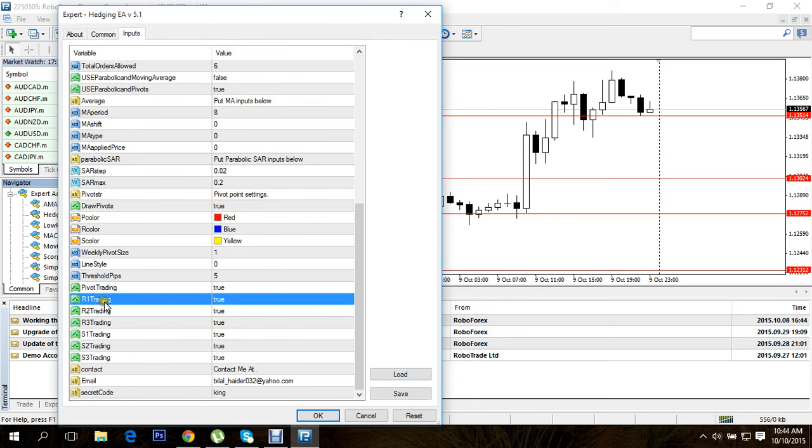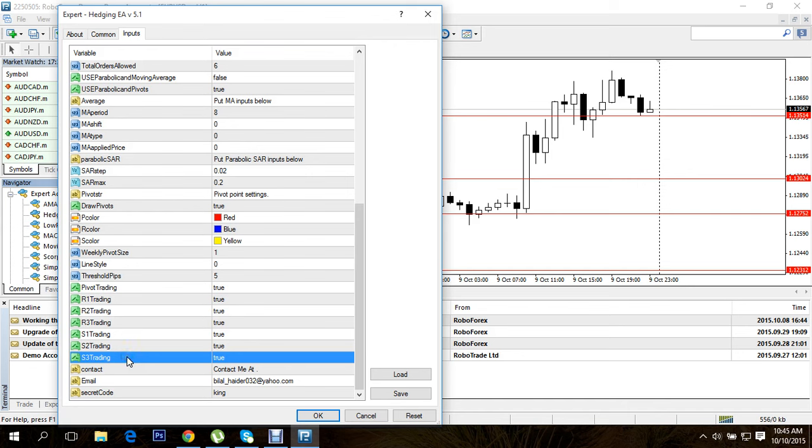Resistance level 1, it comes with pivot points, right? And if the price is, let's say, above resistance level 1, and it's at least above 5 pips, which we have defined here, and the parabolic SAR is certainly, of course, below the current price, then it will place a buy trade, okay? So all the buy trades are based on these resistances if you're using pivot points, and all the sell trades are based on these support levels, okay?